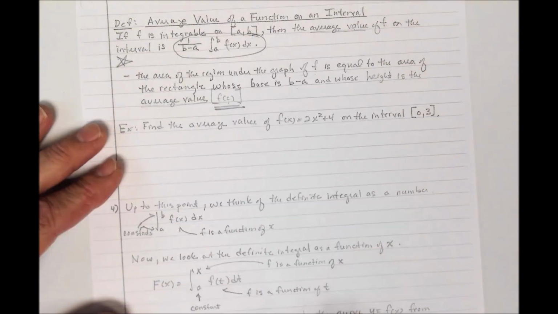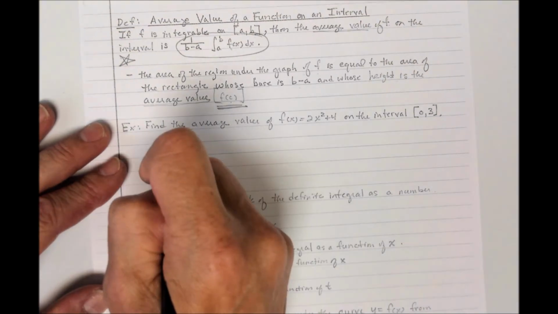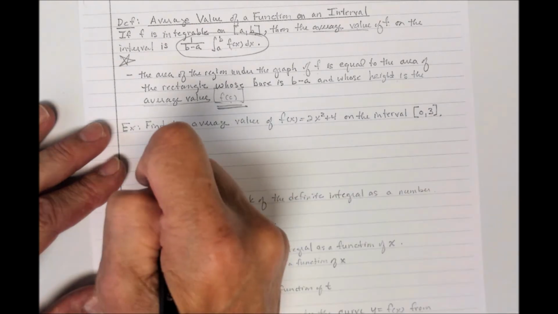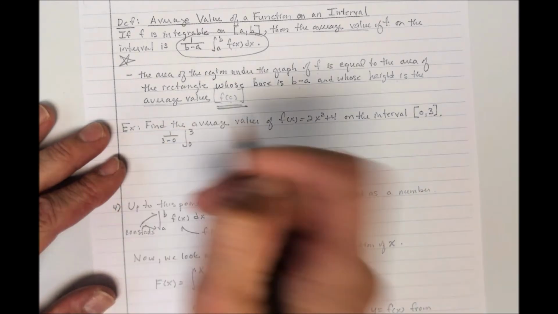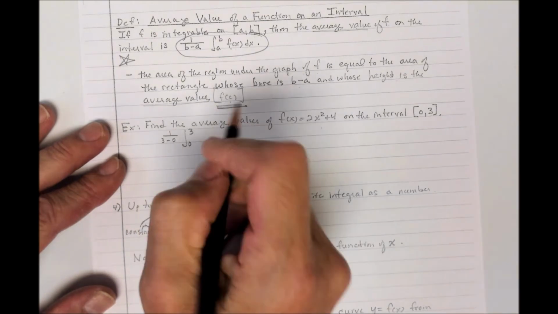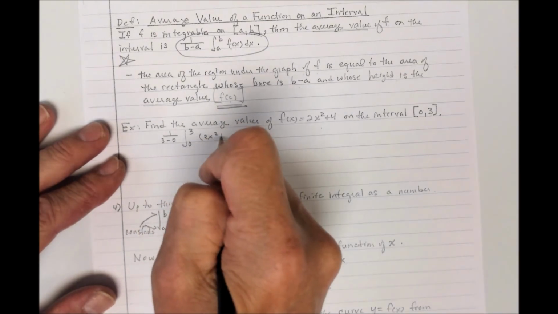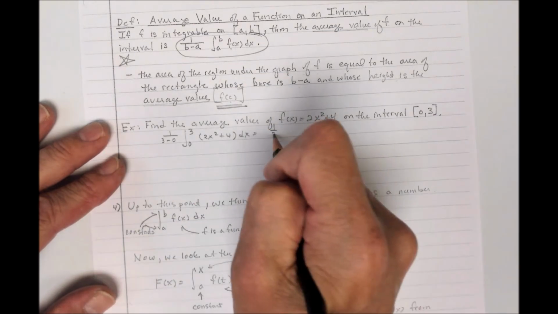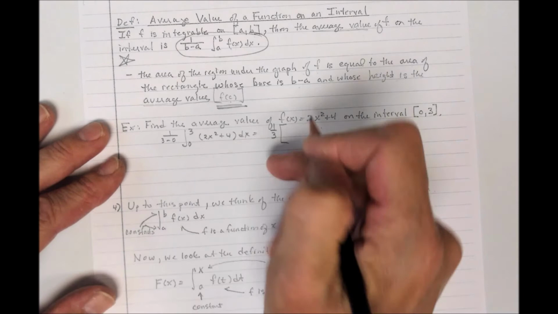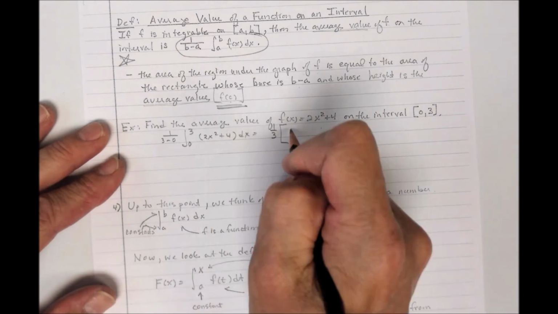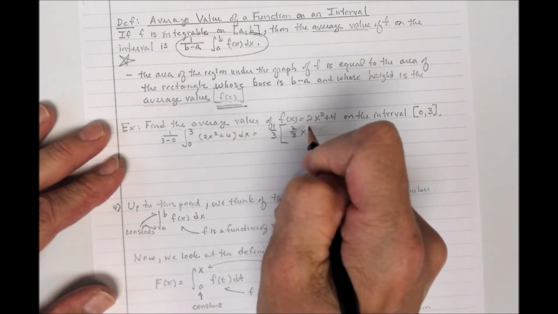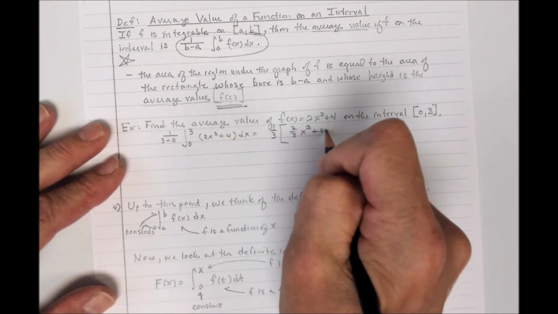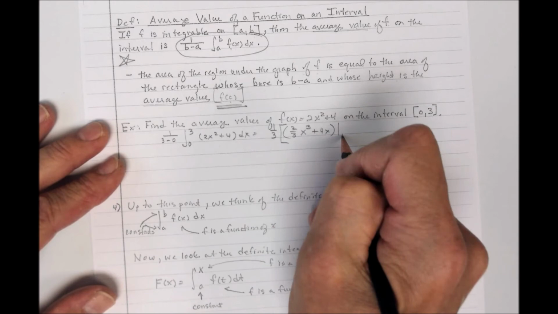That's a good one. So this is 1 over b minus a, this is my a and my b, so it would be 3 minus 0, from 0 to 3 of f of x, which is the expression 2x squared plus 4 dx. So this is 1/3. I'm going to integrate, so this is up to 3 over 3, so 2/3 x to the third power plus 4x running from 0 to 3.